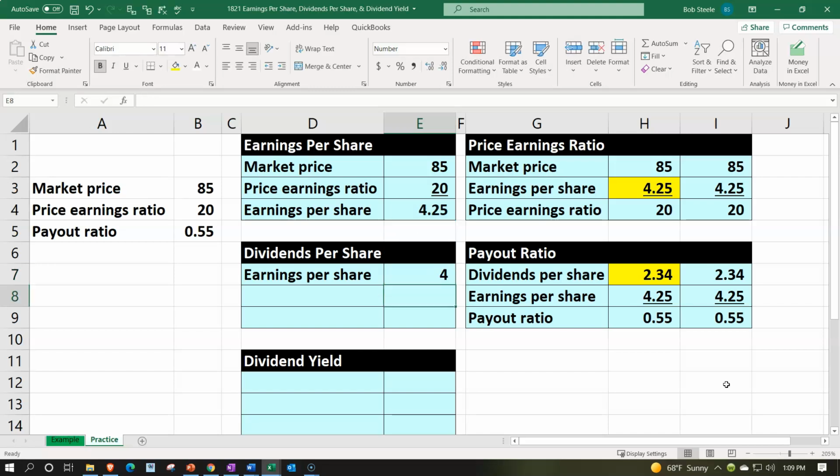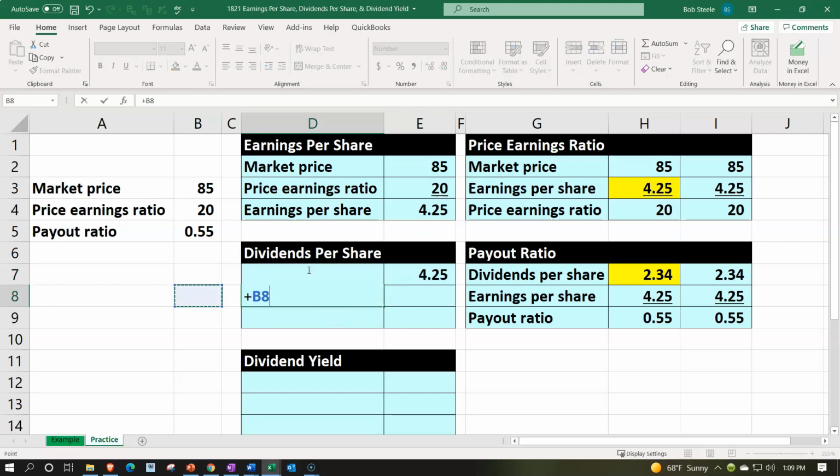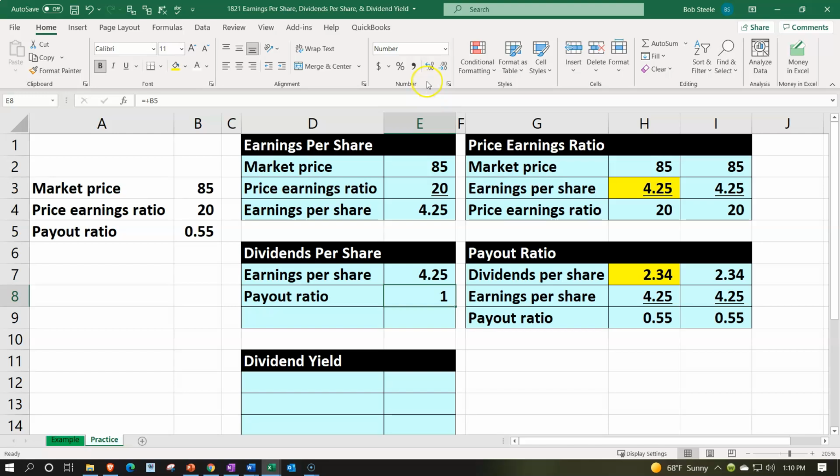Times the 4.25, adding a couple decimals, and then we've got the payout ratio, which was given to us, adding a couple decimals, font group and underline, and that's going to then give us our dividends per share, which is then going to be equal to the 4.25 times the 0.55. Let's add a couple decimals there. Number group, couple decimals, we're at the 2.34.